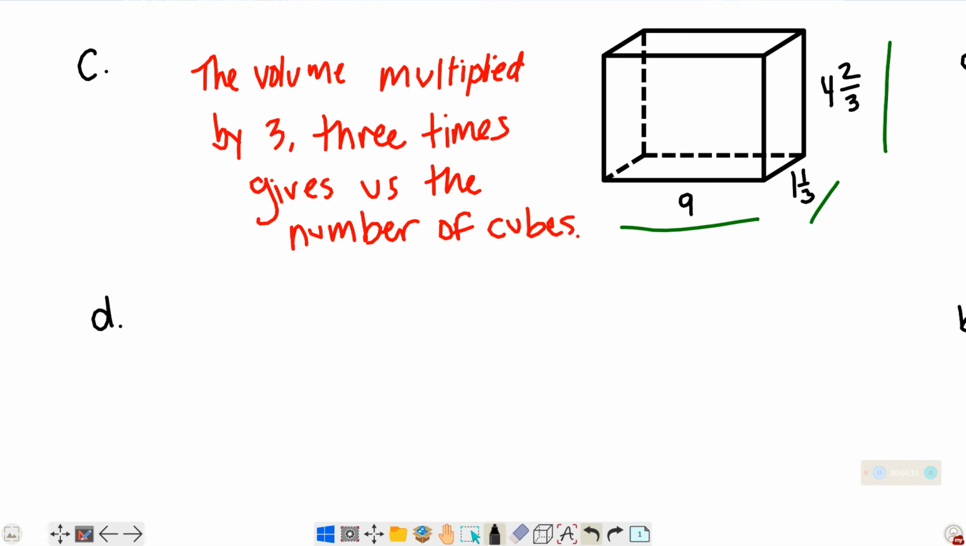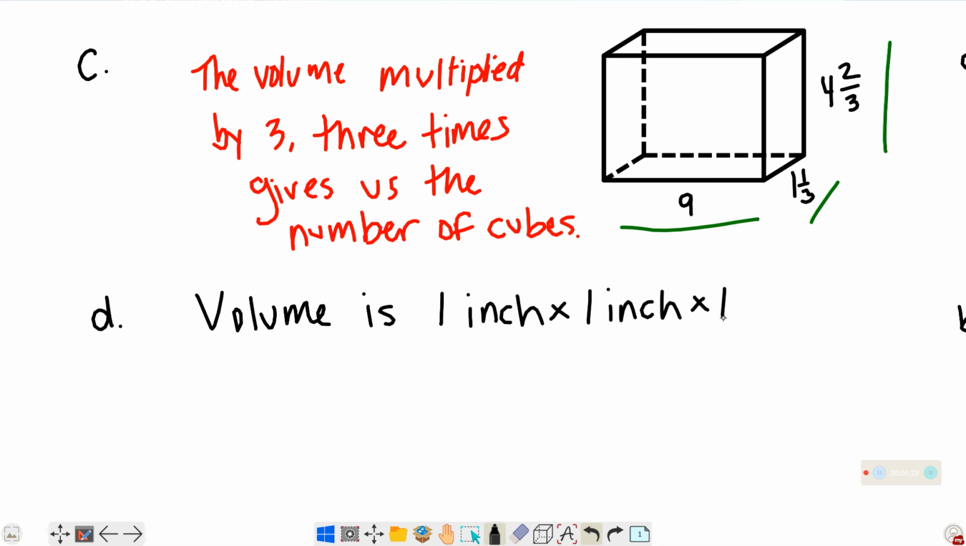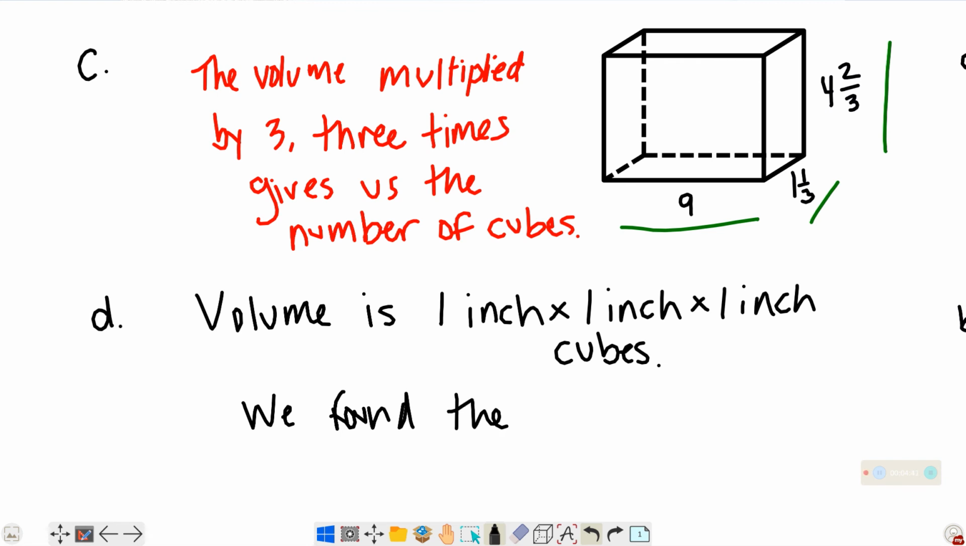D says, why is the number of cubes needed different from the volume? And when you find the volume, it is 1 inch by 1 inch by 1 inch cubes. We found the number of 1/3 inch by 1/3 inch by 1/3 inch cubes.